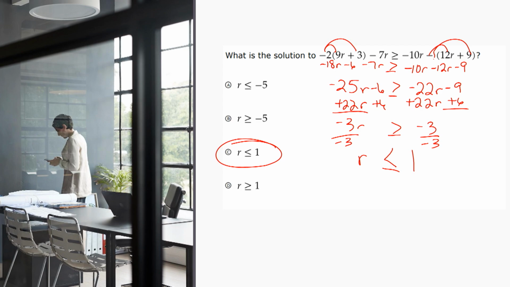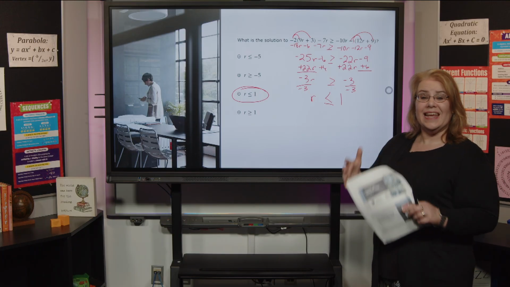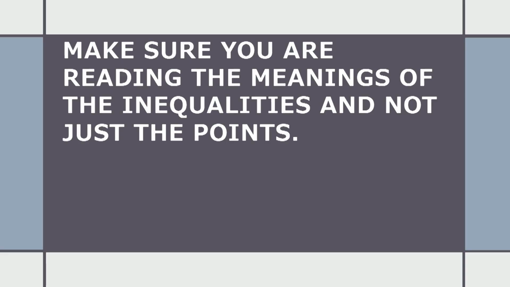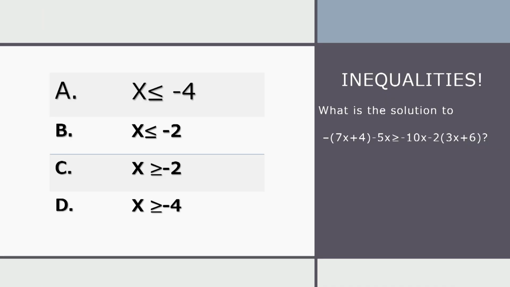Good job with those opposite operations, getting that variable together. We want to make sure that we're doing the math correct. All right, let's look at the next one. Make sure you are reading the meanings of the inequalities and not just the points. We want to make sure that we're understanding why we're using these inequalities, not just looking at which way it's pointing. Inequalities.